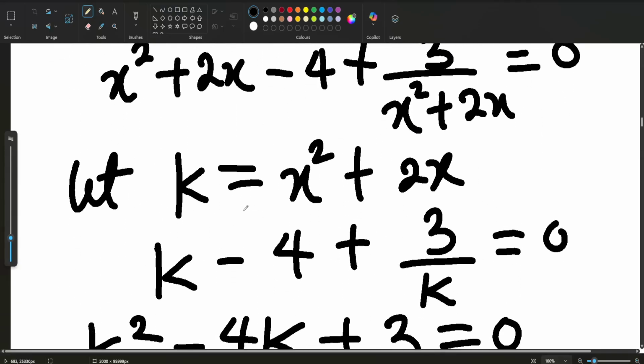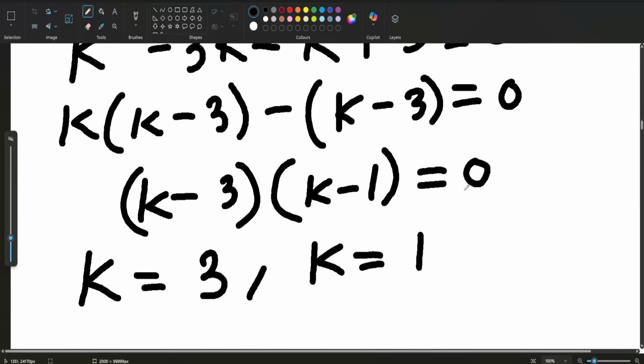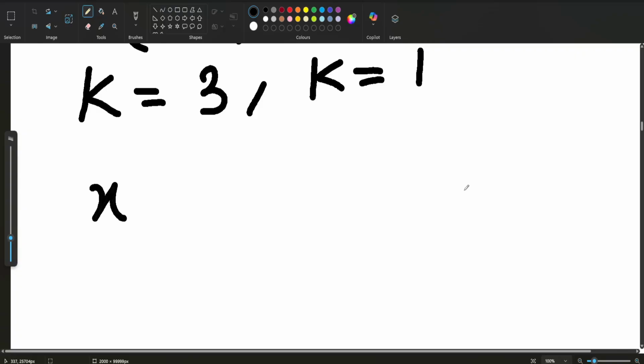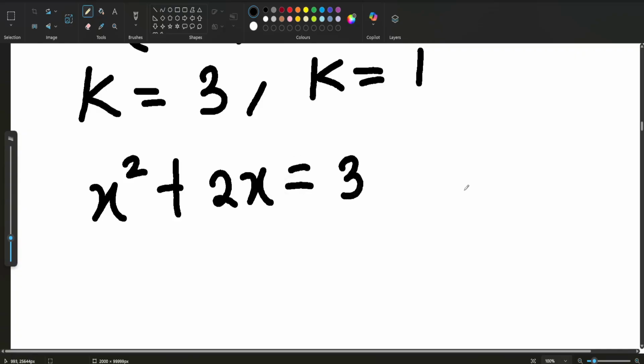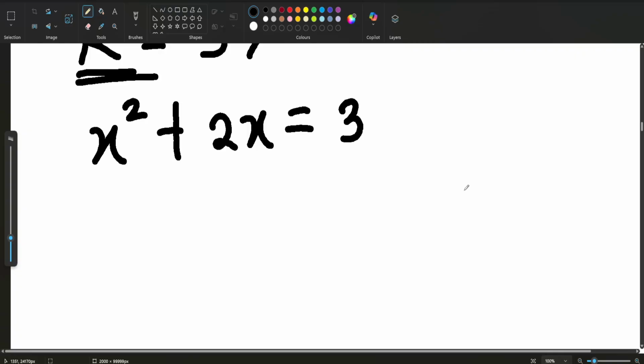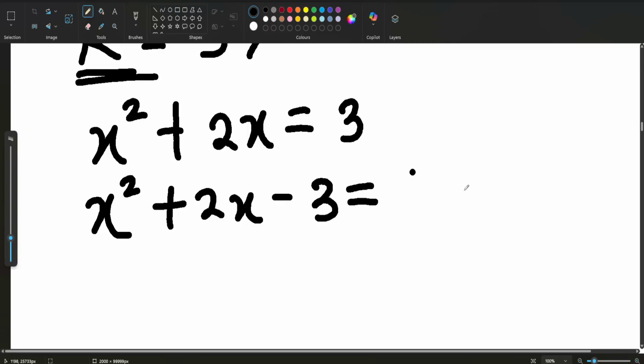But what is k? k is x squared plus 2x. So that's what we're going to do here. x squared plus 2x is equal to 3. That's the first situation, when k is equal to 3. So we'll solve this quadratic equation: x squared plus 2x minus 3 equal to 0. Look at this very well. We can split this into 3 and minus 1.